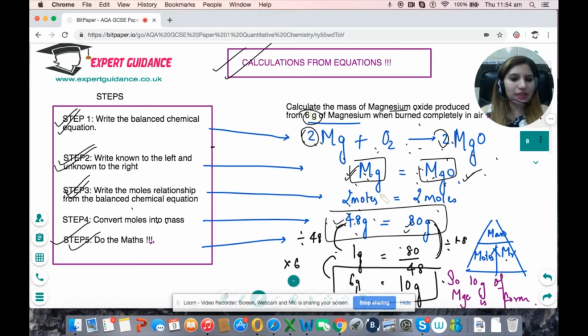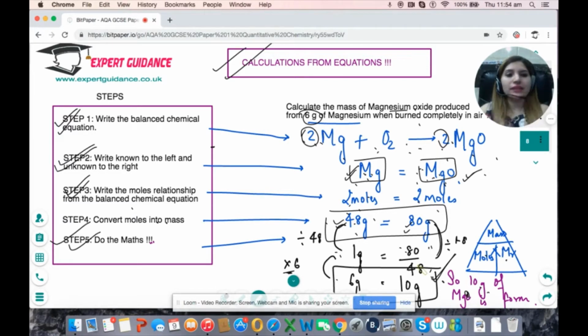Now they have given me 6 grams of magnesium. So from 1 to 6, I'll times by 6. I'll times by 6 on the other side. So 80 divided by 48 times 6 gives me the answer of 10 grams. It means 10 grams of magnesium oxide is formed when 6 grams of magnesium reacts. This is the way you have to do this question.